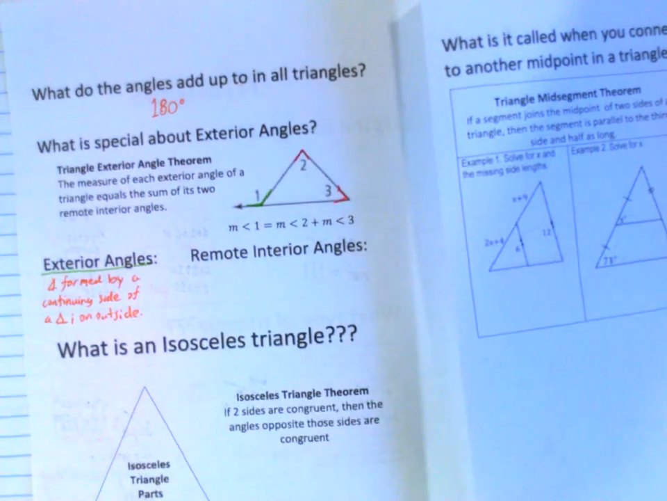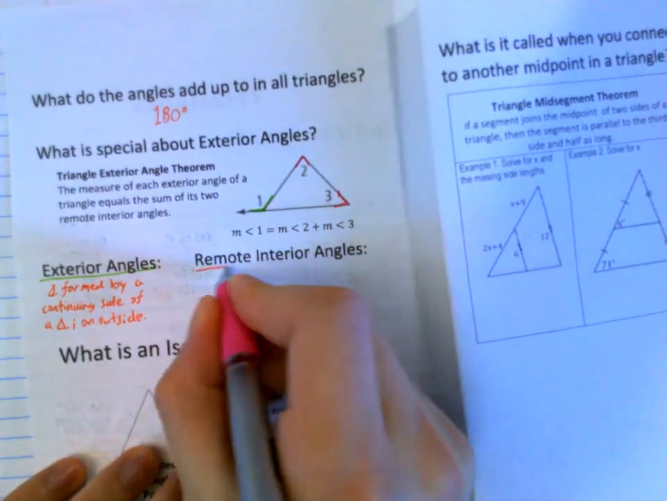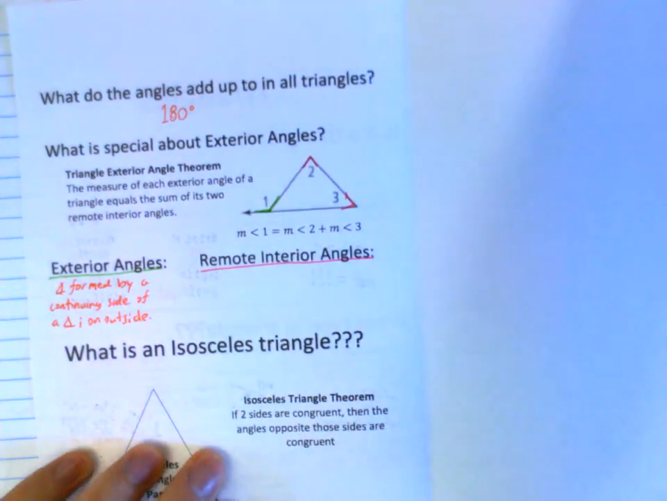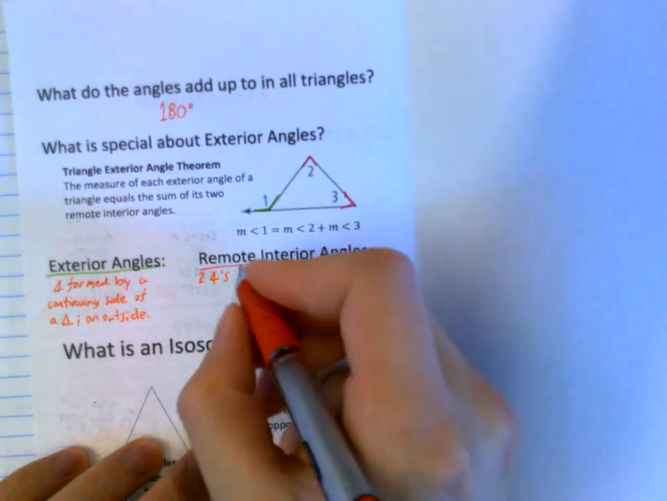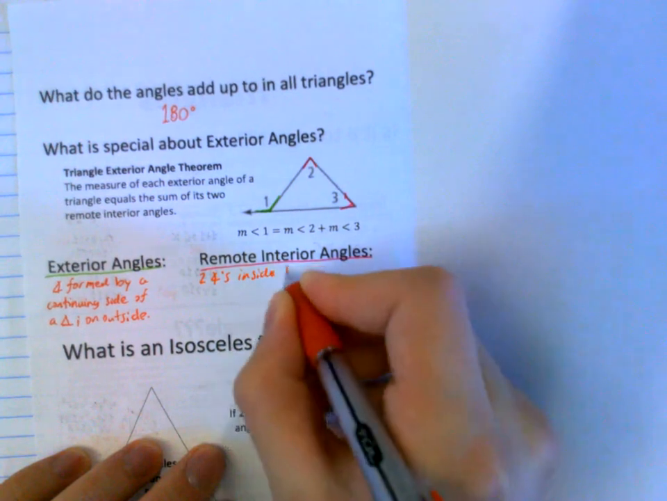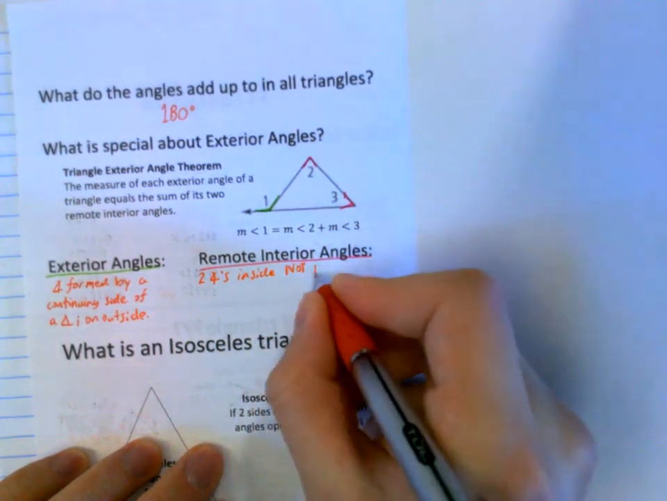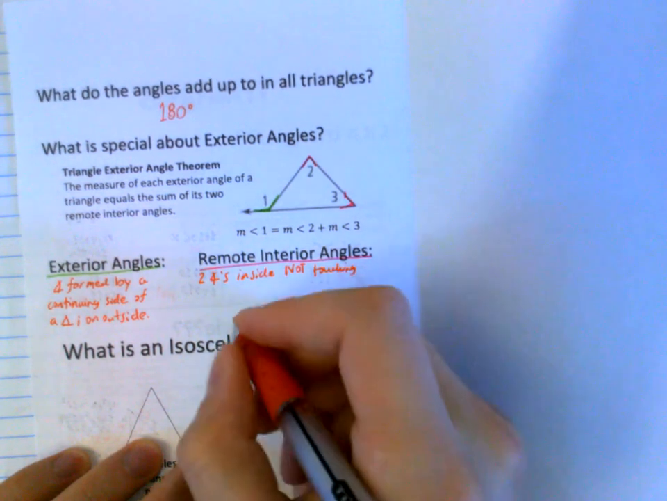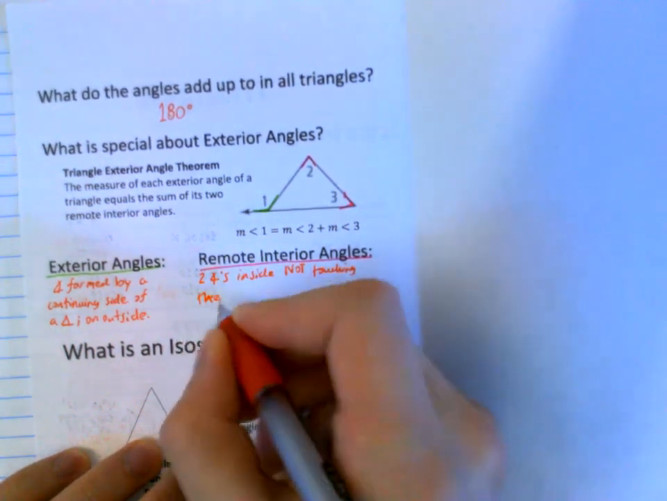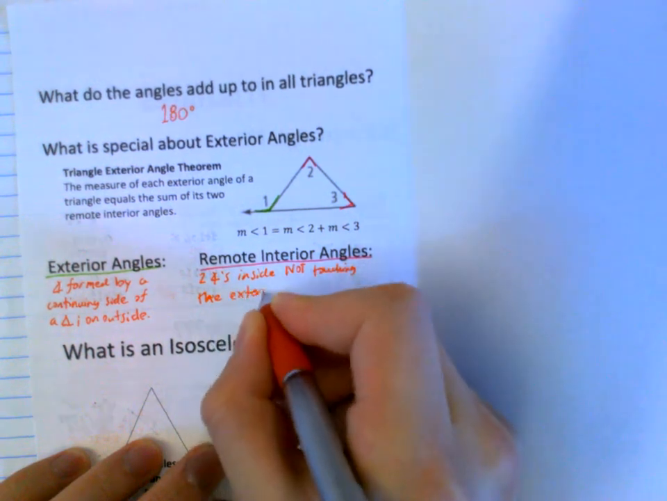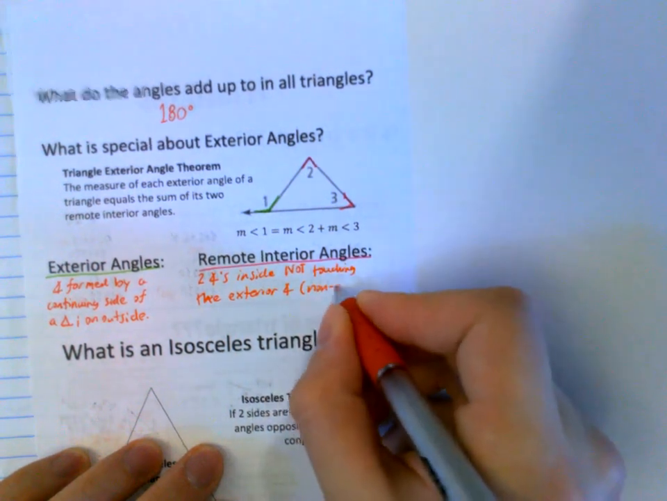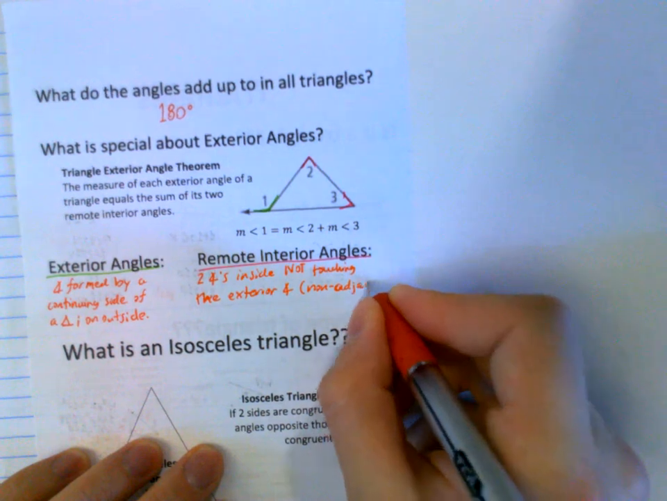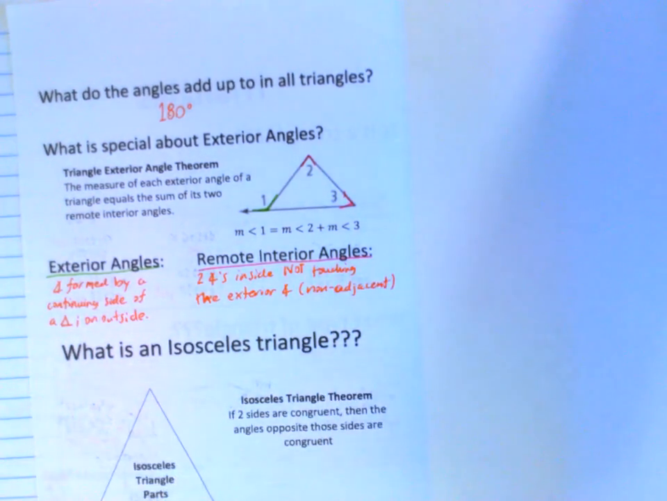Okay? The remote interior angles, on the other hand, are two angles inside, not touching the exterior angle, aka non-adjacent. What does adjacent mean?